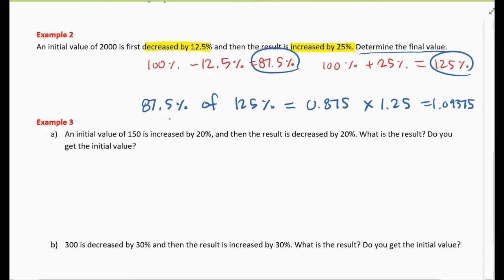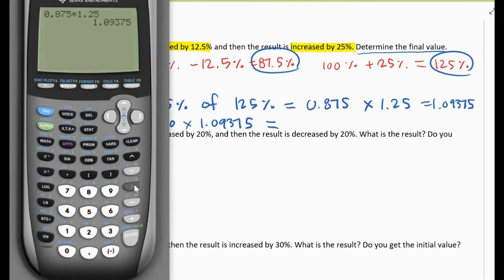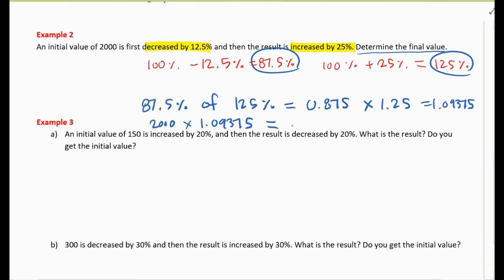Now we're going to multiply 2,000 by this number. Let's find the answer: times 2,000, that is 2,187.5. So the final value is 2,187.5.